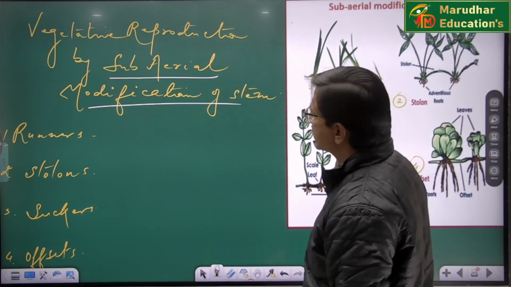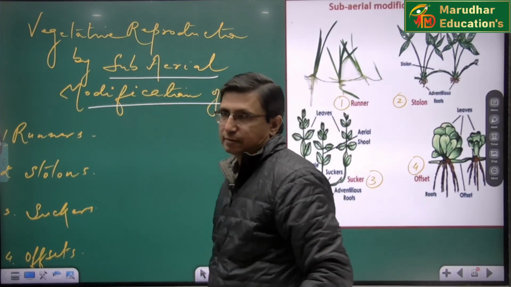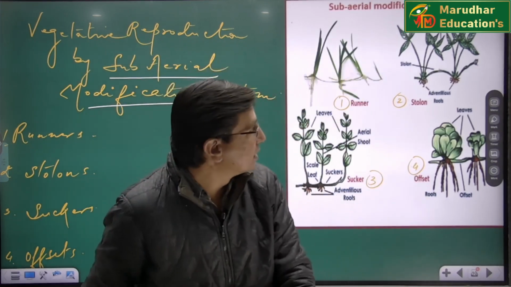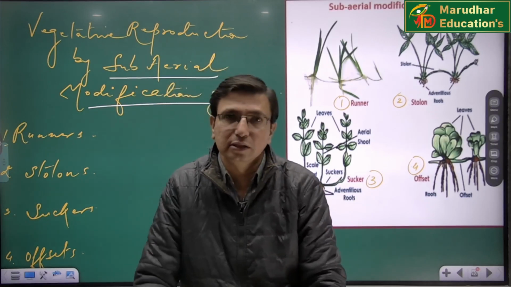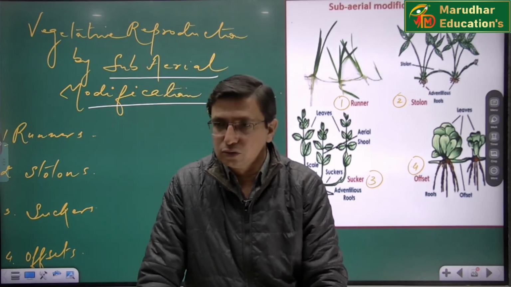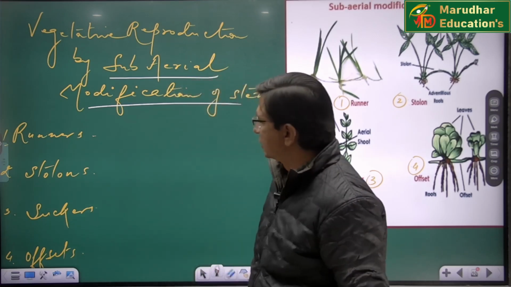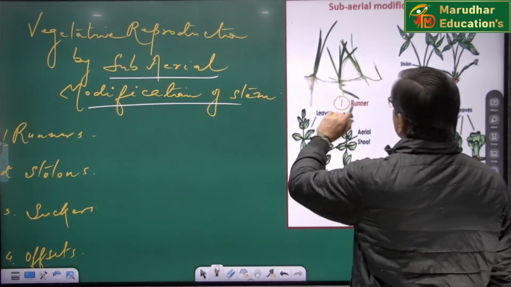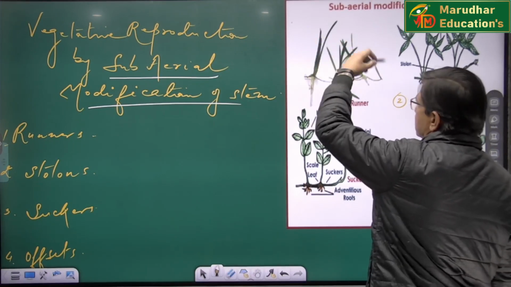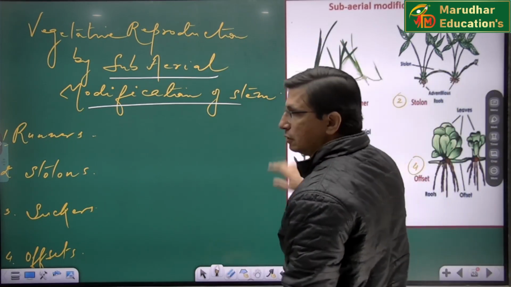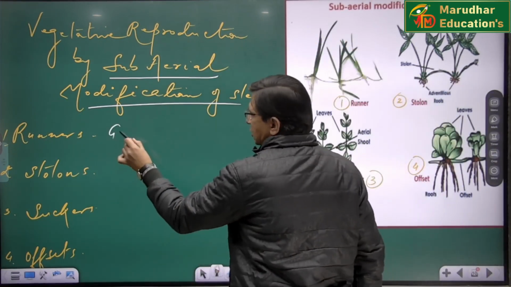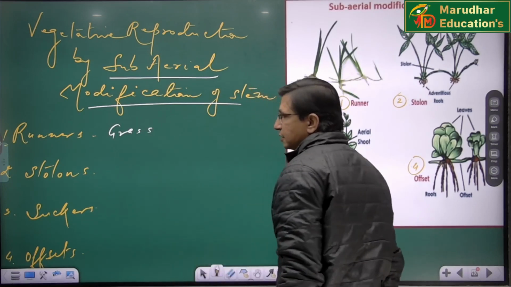Now there are 4 subaerial modifications of stems that are utilized by plants to perform vegetative reproduction. The very first is runners. See, this is a runner. Can you recognize it? This is a picture of grass. Runners are present in grass.